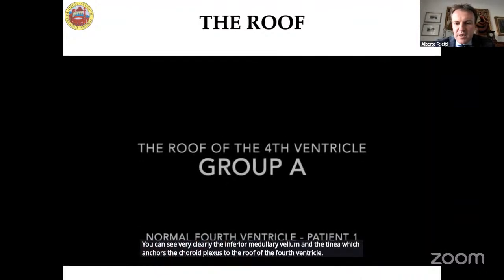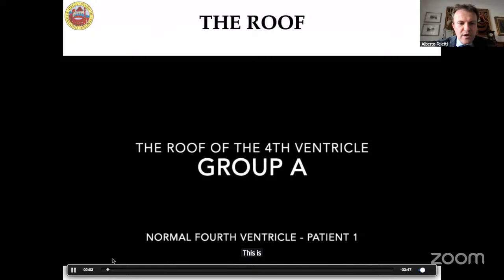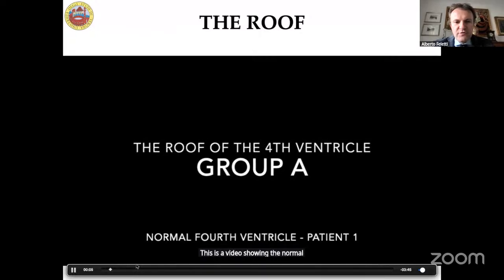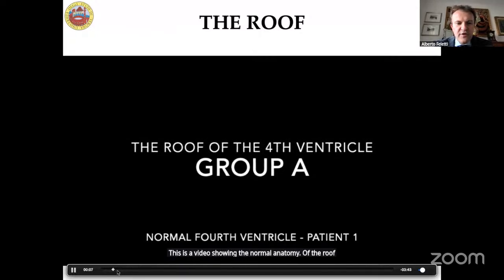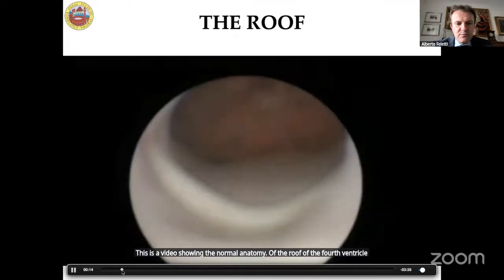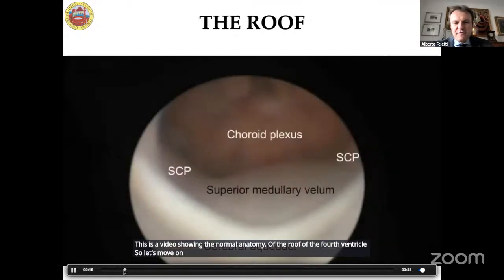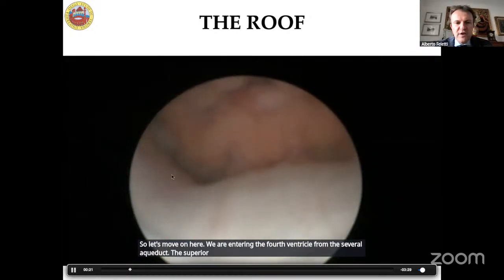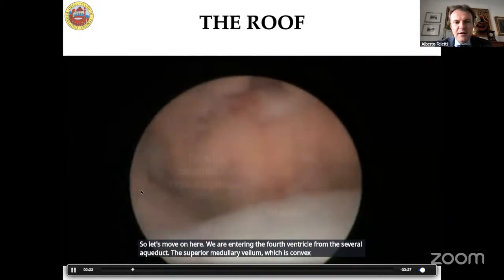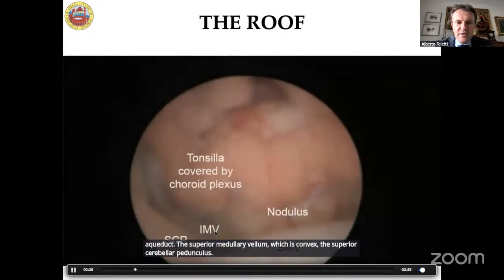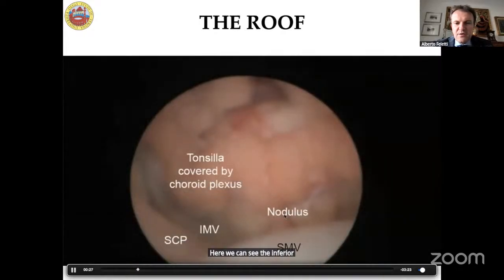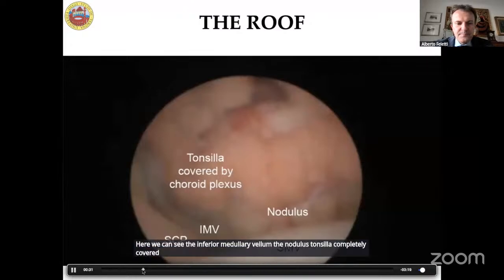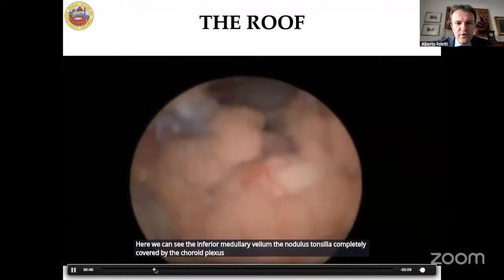This is a video showing the normal anatomy of the roof of the fourth ventricle. So let's move on. Here we are entering the fourth ventricle from the cerebral aqueduct, the superior medullary velum, which is convex, the superior cerebellar peduncle. Here we can see the inferior medullary velum, the nodulus, tonsilla completely covered by the choroid plexus. And then we can move on.